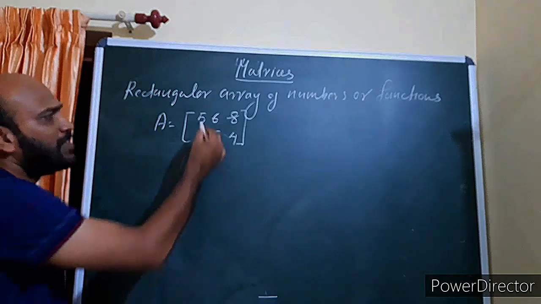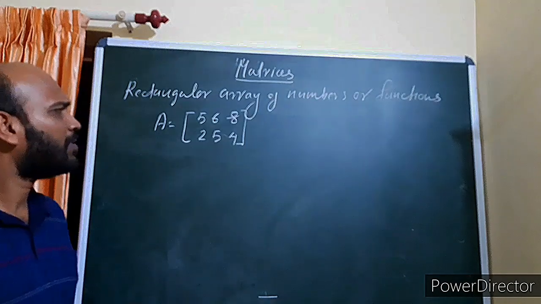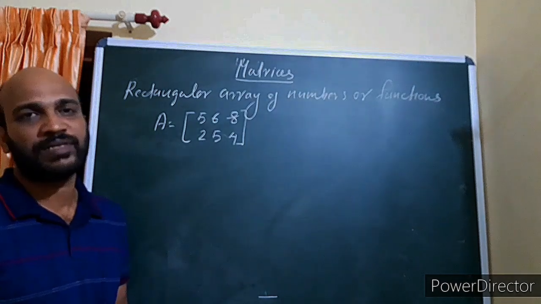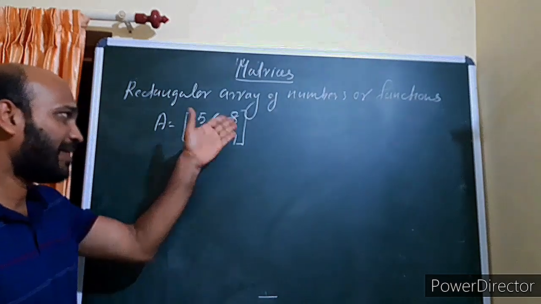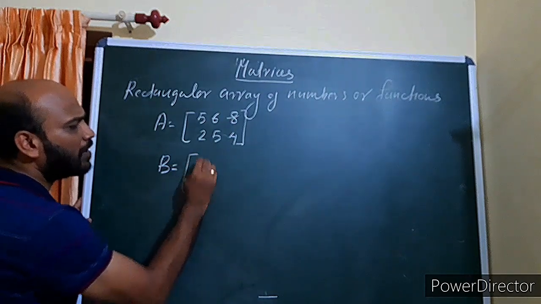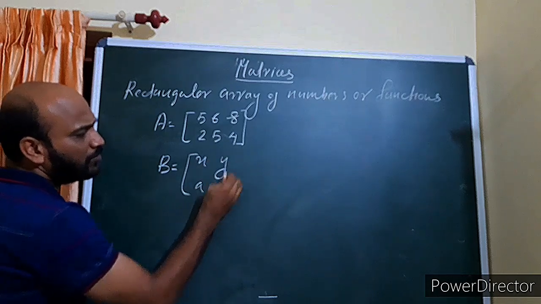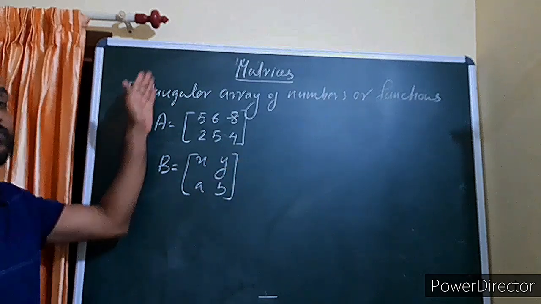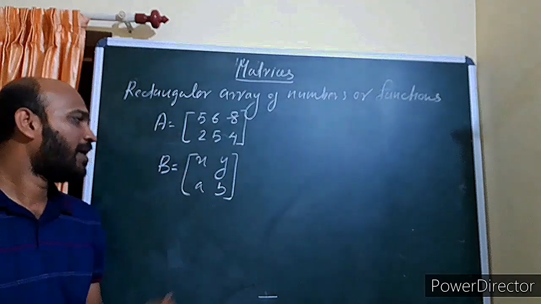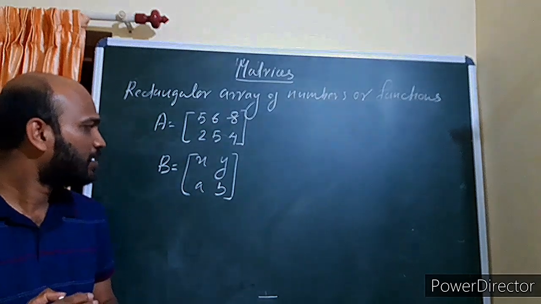So these elements can be number of pencils, number of books, etc. So these are data. Now another example, B equal to x, y, a, b, can be variables also. Usually we use capital letters for representing a matrix and small letters for representing its elements.